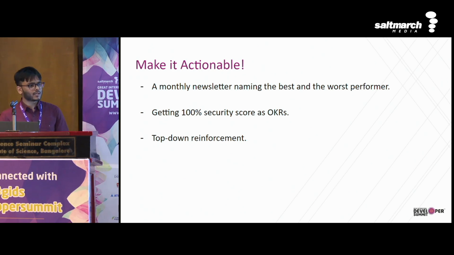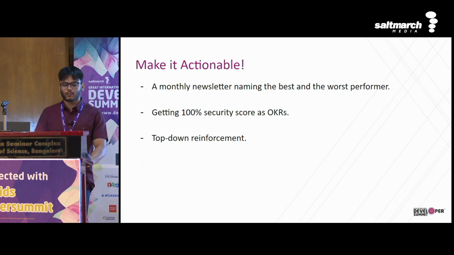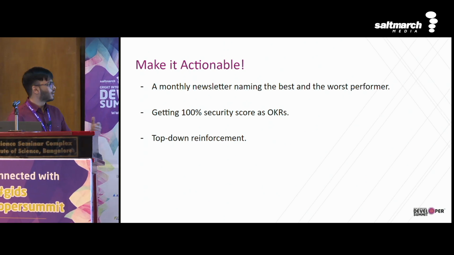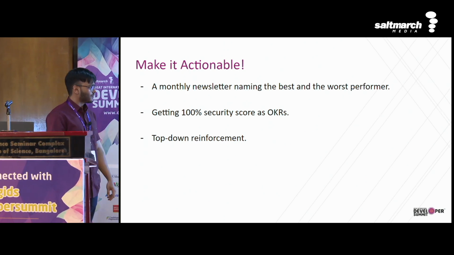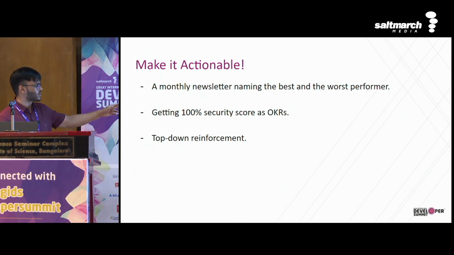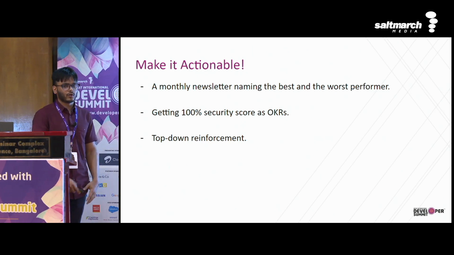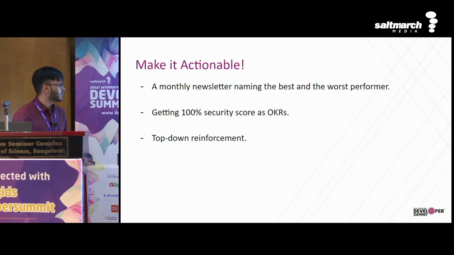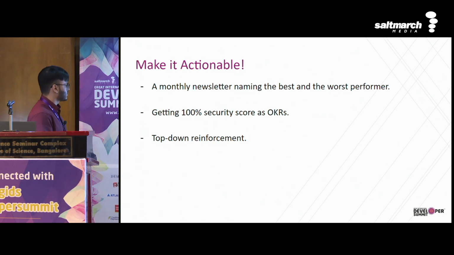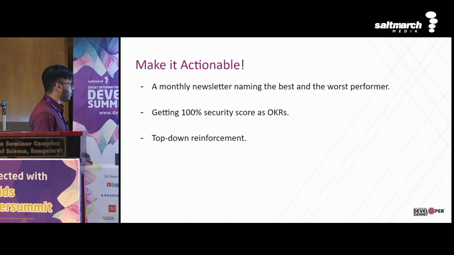Make it actionable, as we said, this was one of the goals. We have to make it actionable. So what we started doing is every quarter we started publishing a newsletter in which we used to name the best and the worst performers, especially on the security front, because this was driven by the security team. So they get the names and they make sure that it's a part of their OKRs. So we saw these scores improve over quarters. So with QOI, top-down reinforcement is the only thing that we found worked.